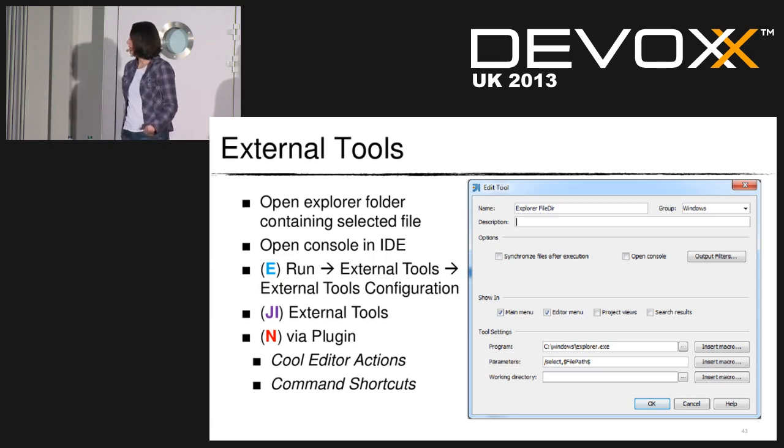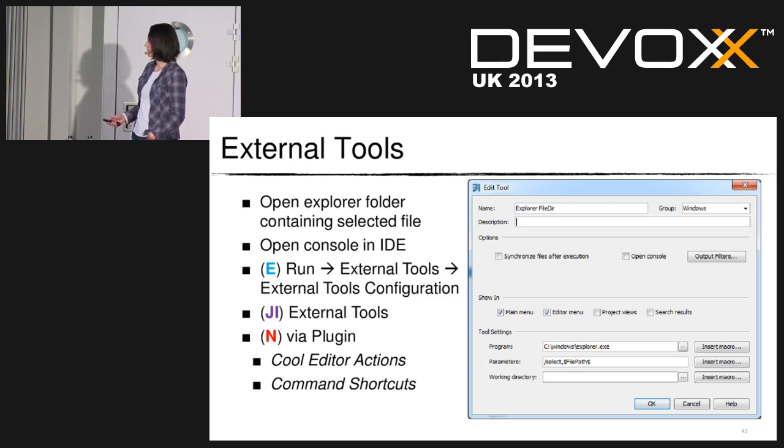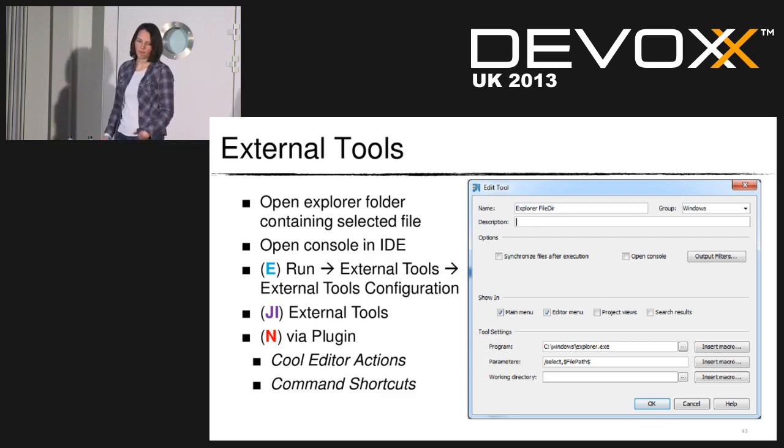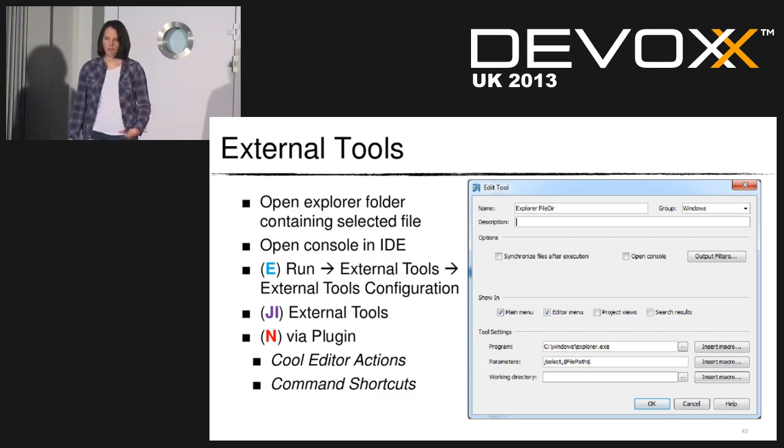So here's how you do it in IntelliJ. Here's just a name and a group. That's not really important. Then you can tell IntelliJ where this should be shown in the context menu or in the main menu. And then we have the program path here, very simple. And as a parameter, I will use an action for the Windows Explorer called select, and I will pass in the path to my current file. So it will open up the Windows Explorer with the currently selected file.